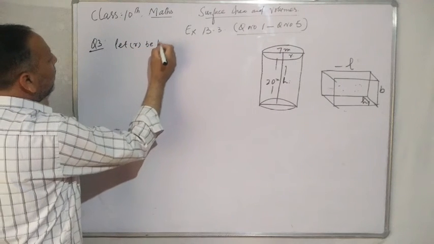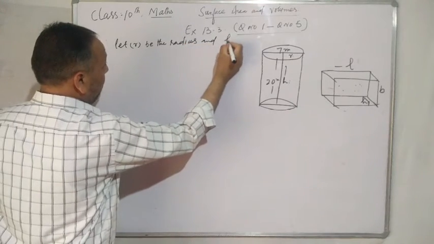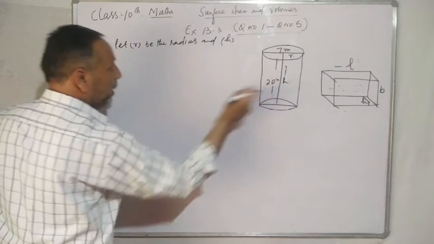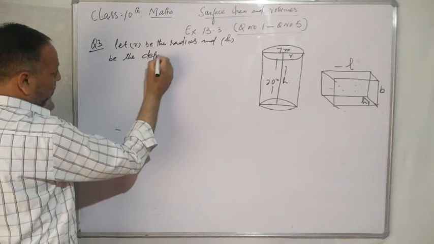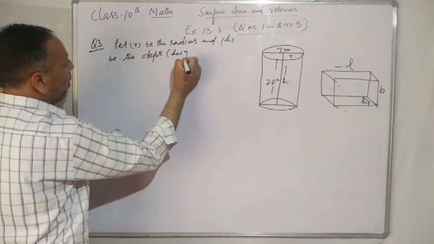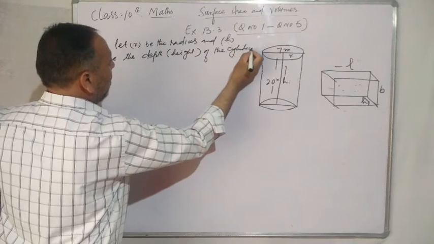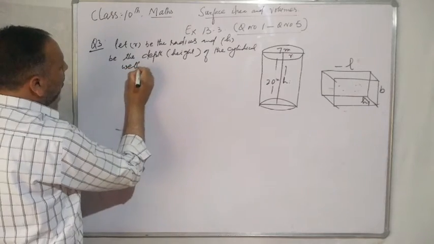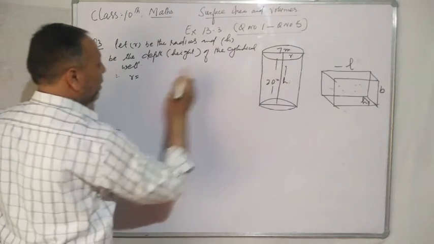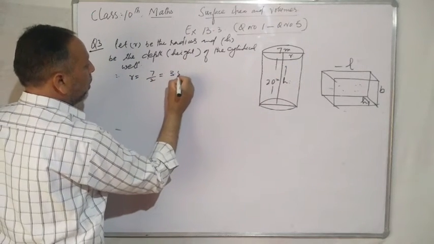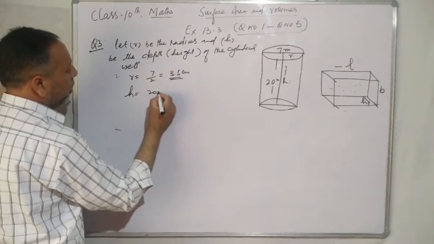r be the radius and h be the height. Height here means depth. और इसको हम height मानते हैं of the cylindrical well. Therefore, radius r, diameter 7 divided by 2 means 3.5 centimeter. Height h इसकी है 20 मीटर.